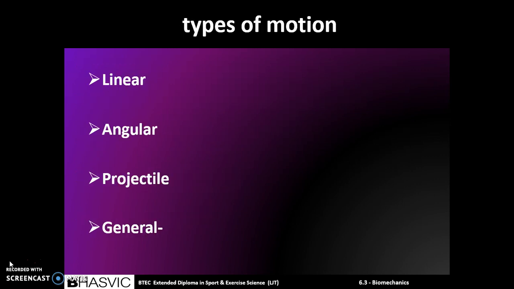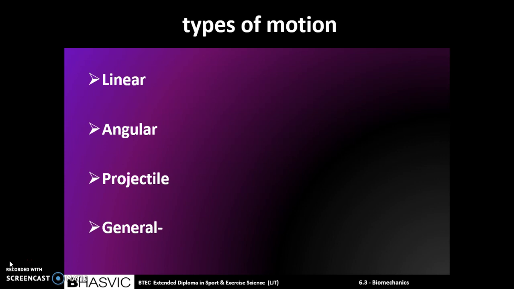So yeah, as stated previously, there are 4 main types of motion: linear, angular, projectile, and general. Linear motion is the movement of a body in a straight or curved line, where all parts move the same distance in the same direction over the same time. For example, the upwards phase of the layup. The performer's body in general is moving upwards over the same time in the same path.